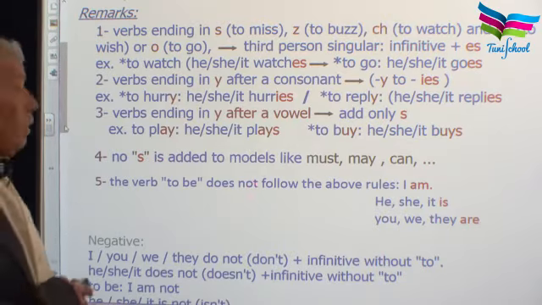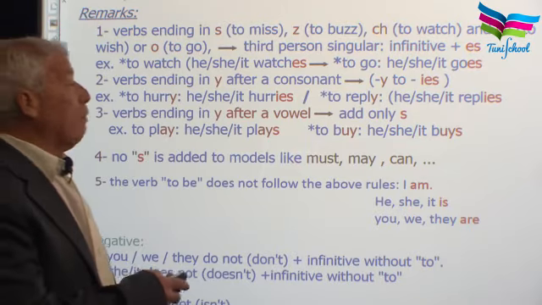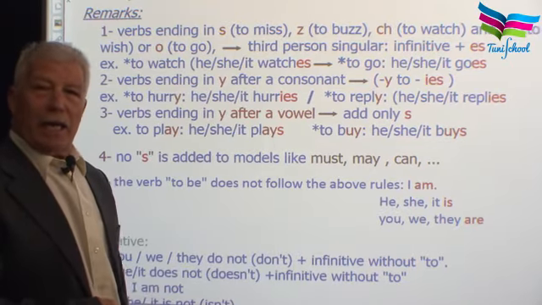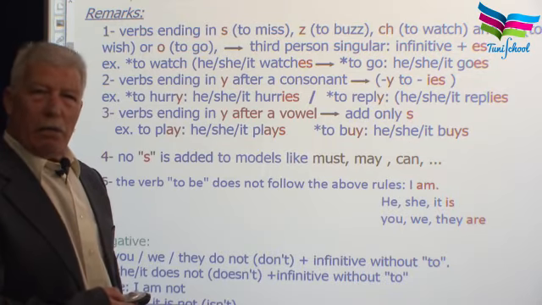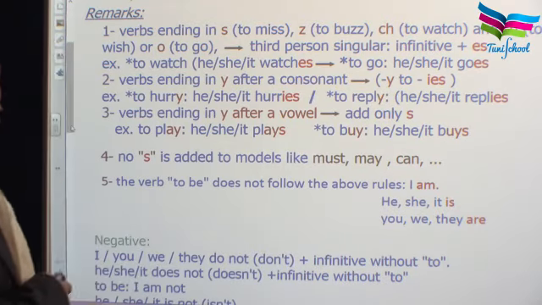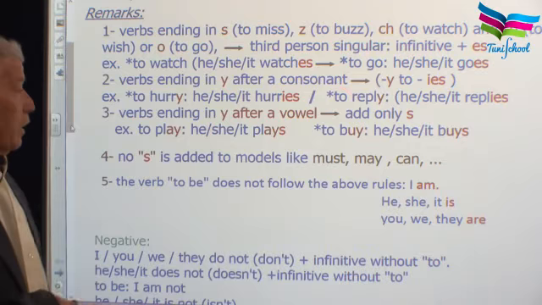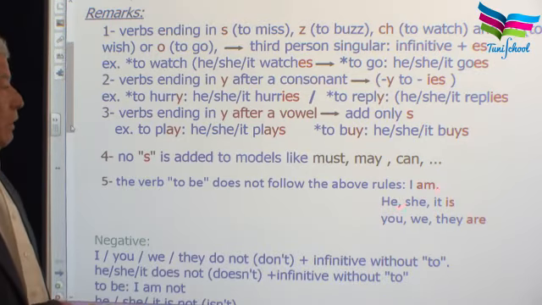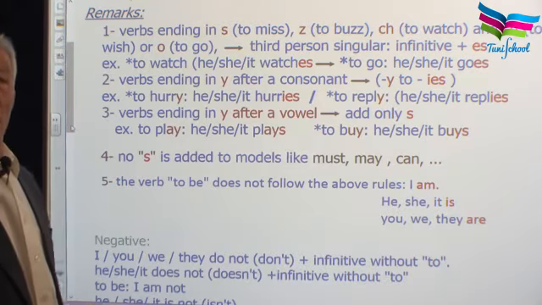Remark number 4. No S is added to modals like must, may, can. He must come. He may come. He can come. He should come. He will come. To these modals, we don't add S. And the fifth and final remark is the verb to be does not follow these rules. I am, he, she, it is, you, we, they are.